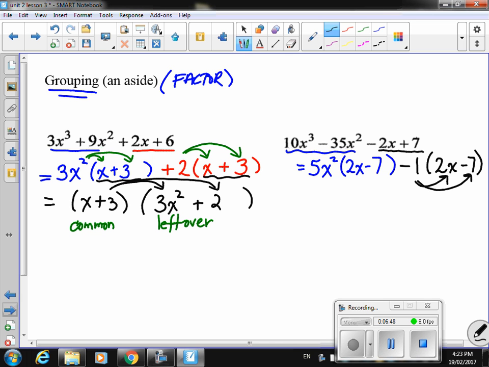Notice that the two brackets are now identical. So my final answer will be the common bracket and what I multiply it by, which would be the leftovers, 5x squared, subtract 1.